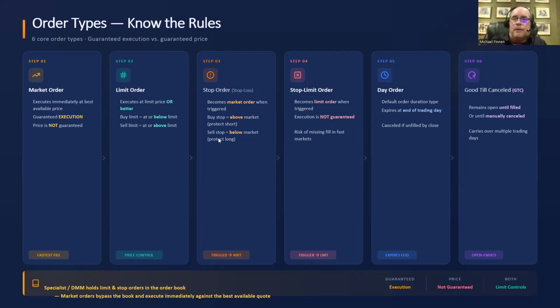A day order. What is a day order? That just means that it's got to be executed by the end of the day. Okay. So at 4 o'clock close, order's done. And a couple different reasons for that are that they want to re-enter the order the next day. They want to look at what happened in the market. Another reason could be as simple as if you have a.